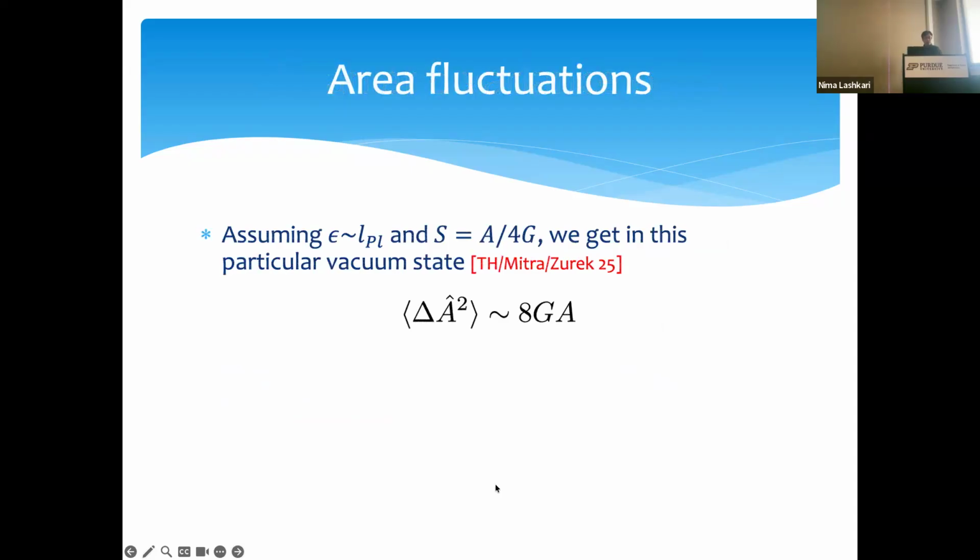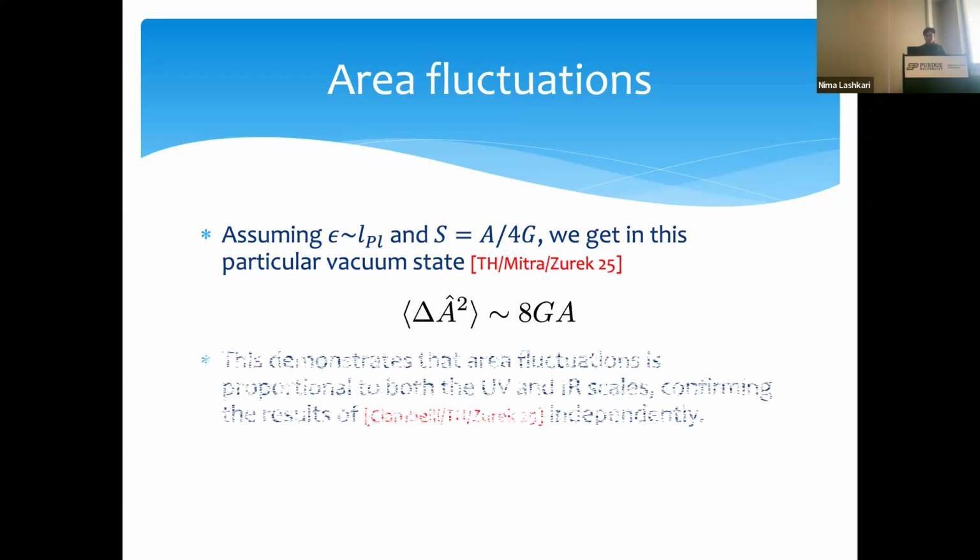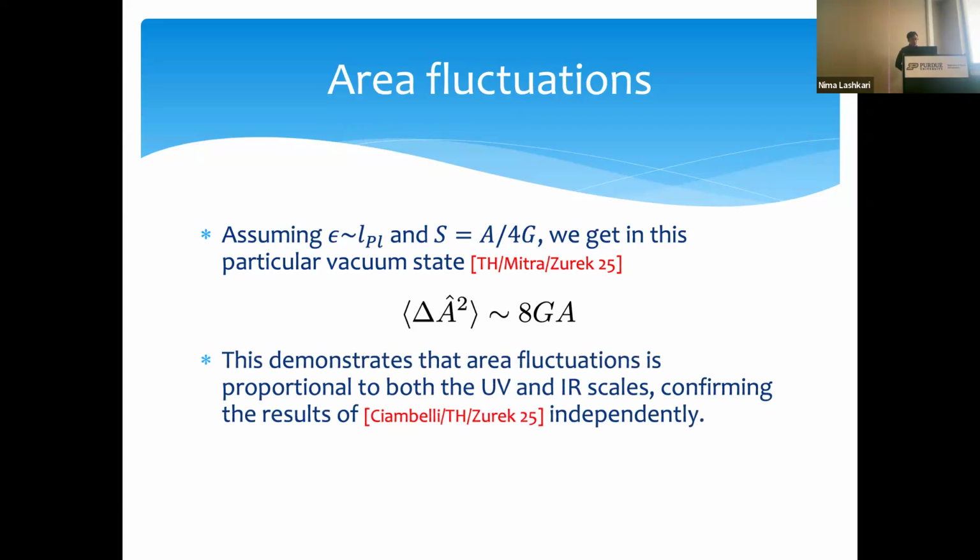Now we can relate this to area fluctuations, because if we assume that epsilon is of order the Planck length, and the entanglement entropy is A over 4G, then for this particular vacuum state, the variance of the area is precisely proportional to G Newton, which is a UV scale, times area, which is an IR scale. This is another way of saying what people sometimes call UV-IR mixing: these area fluctuations, which are an observable, depend on both the UV and the IR scale. It also confirms a different paper that we wrote independently with Luca Ciambelli and Catherine Zurich.